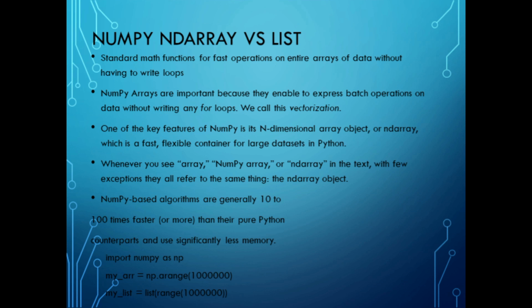So my_arr is an array name, and np is the object name. np.arange is a function. Within the parentheses, we can specify the value, and it automatically creates the array and stores it in my_arr. In the next line, we create an array using a list operation. my_list is a list, and the function name is range. It will automatically create an array.